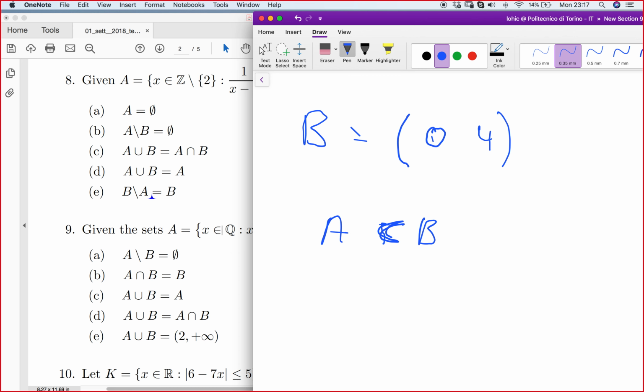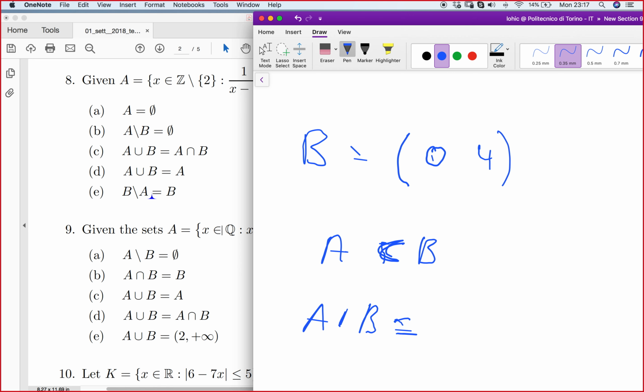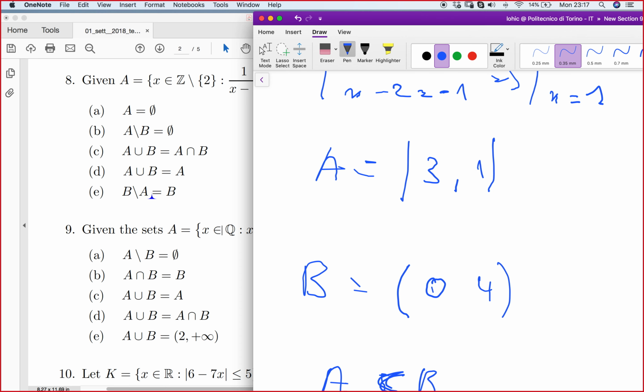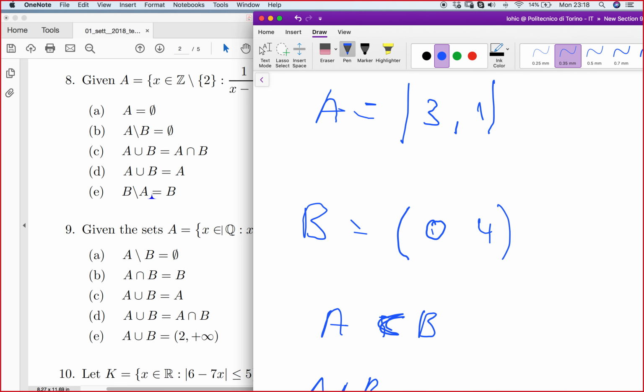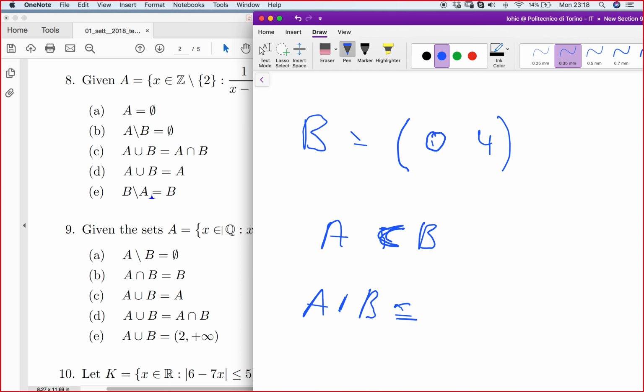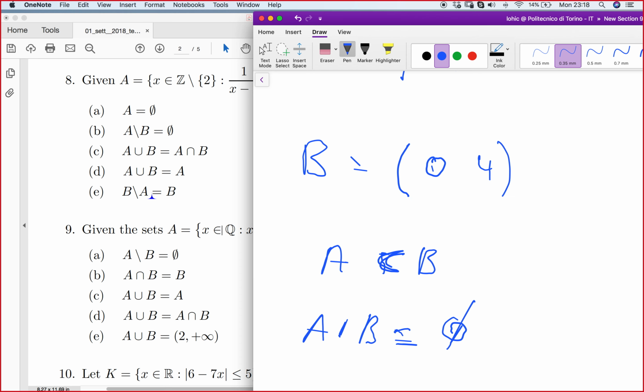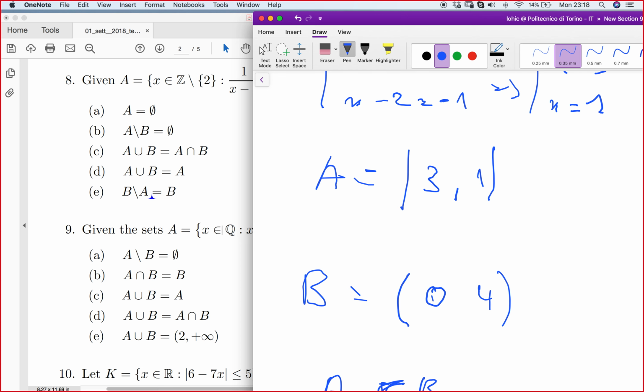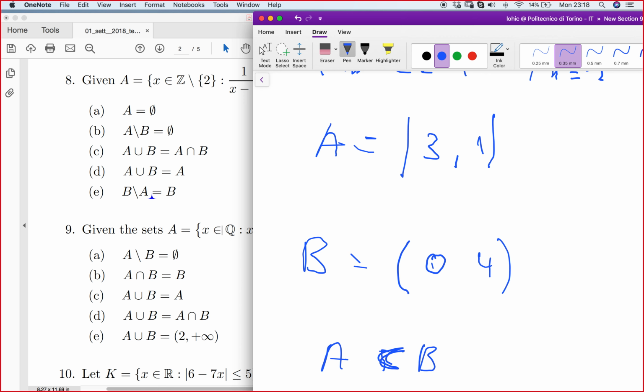So what will happen if I do A minus B? I repeat that A minus B means remove from A the elements of B and see what remains. Now A was 3 and 1. If I do A minus B, I will remain with nothing, because A is 3 and 1 and B is the interval from 0 to 4. You see that these 3 and 1 are inside B. Yes or not?